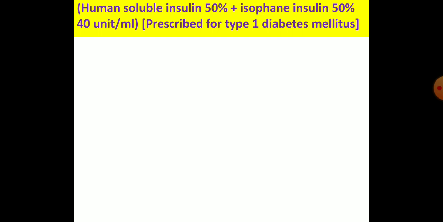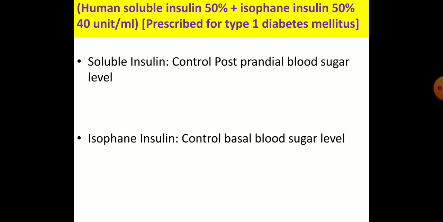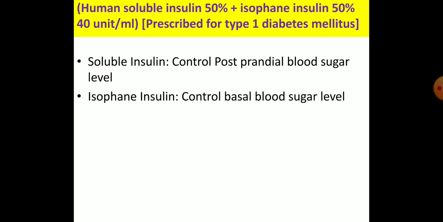Now the next, the fixed dose combination of human soluble insulin 50% and isophane insulin 50%, 40 units per ml, prescribed for type 1 diabetes. The soluble insulin is also known as regular insulin. You know that it is a short acting insulin. It controls the postprandial blood sugar level. Isophane insulin, also known as neutral protamine Hagedorn, NPH insulin, is intermediate acting, so it will control the basal blood sugar level.